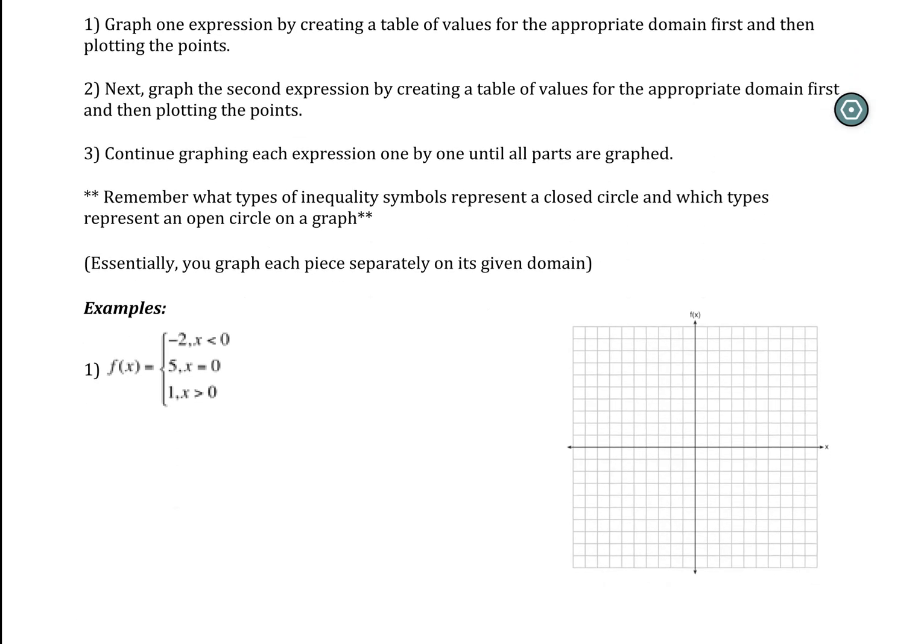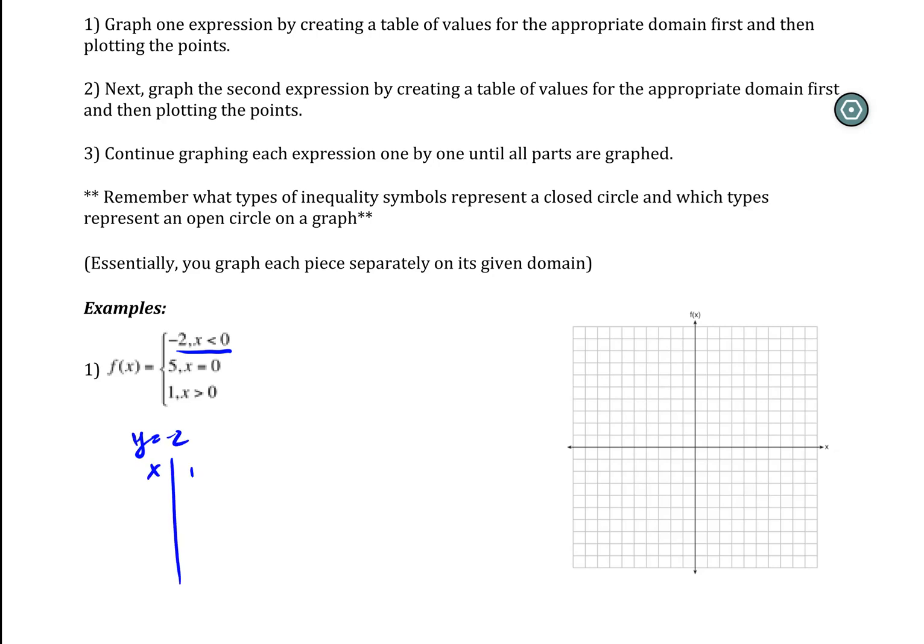So let's do this first one here. This first one says f of x is equal to -2 when x is less than 0, 5 when x is equal to 0, and 1 when x is greater than 0. So this first part here, I'm going to call this the blue part. Really I'm thinking y is equal to -2. It's a horizontal line.